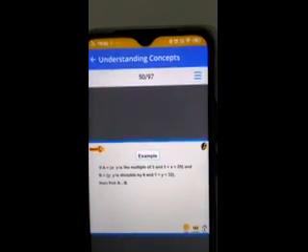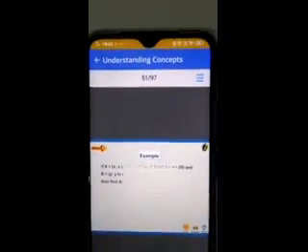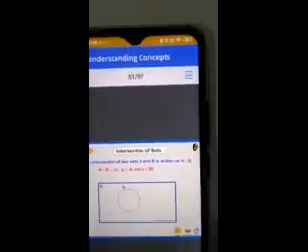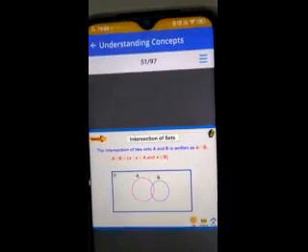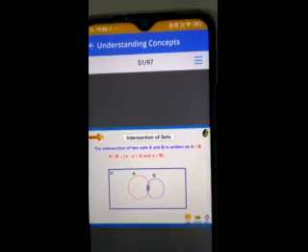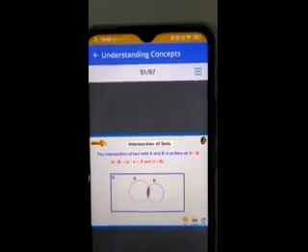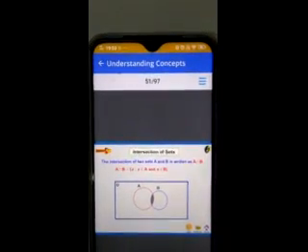Let us work out an example. The intersection of sets A and B is the set of all the common elements of both the sets. The shaded region represents the intersection of set A and set B.